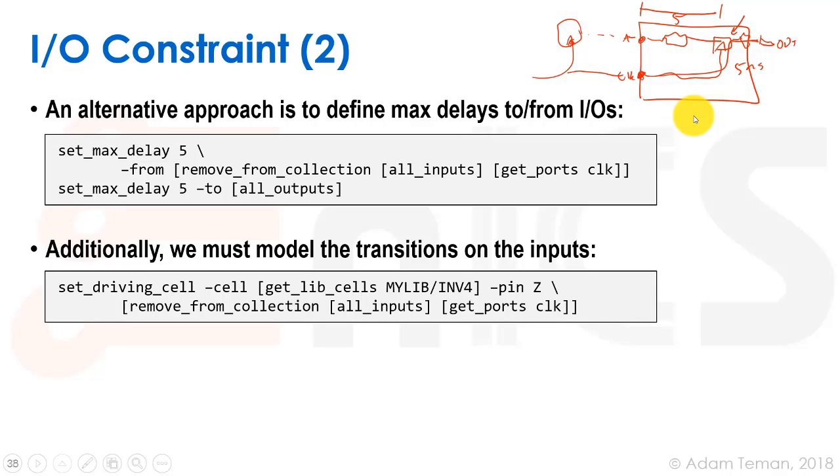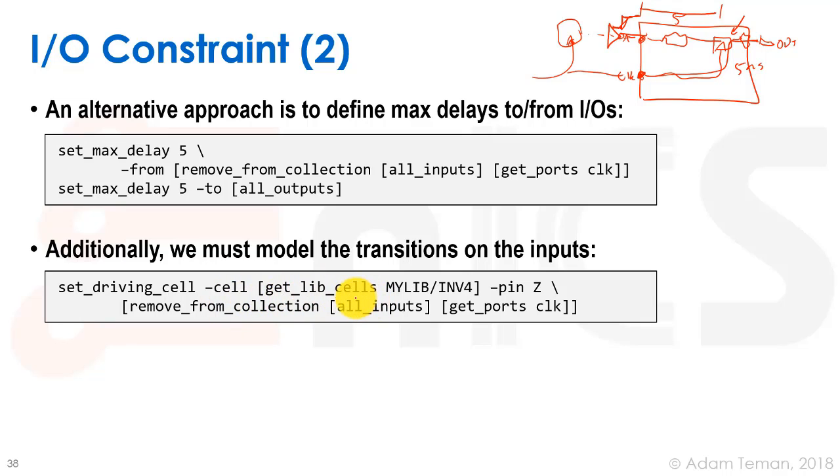Okay, additionally, we must model the transitions on the inputs. So one of the things here is, what is the transition of this node A here, right? Is it something that goes up? Ideally, that brings us to the same problem with the out of table. So it would be much better, for example, to make it relative to our technology, to assume there's some sort of inverter here that's actually driving this, which will give it a more realistic type of waveform. And so what we can do is set_driving_cell, say what the cell that drives all these inputs is. It gets it from the library.